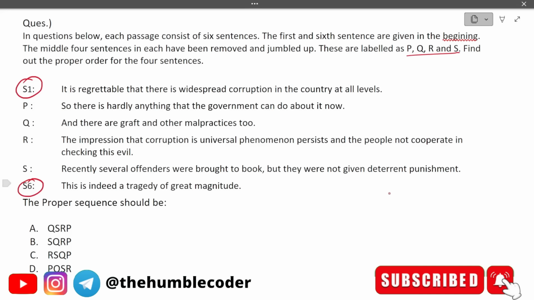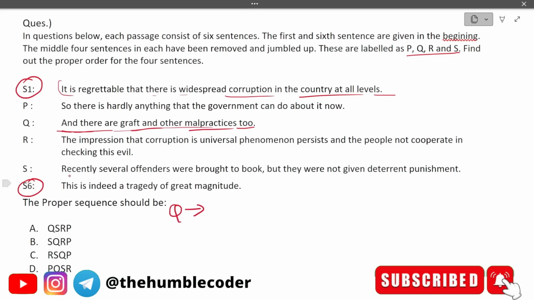So see, in this question, the first sentence is fixed. Okay, it is regrettable that there is widespread corruption in the country at all levels. The next sentence that is going to come is, and there are graft and other malpractices too, because see, this is kind of a continuation sentence, right? So we have to keep on continuing, so that is why we are taking this sentence at the first, which is Q. Okay, so Q will come first, then what will come next?